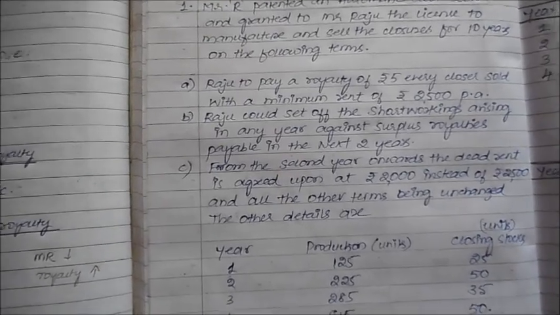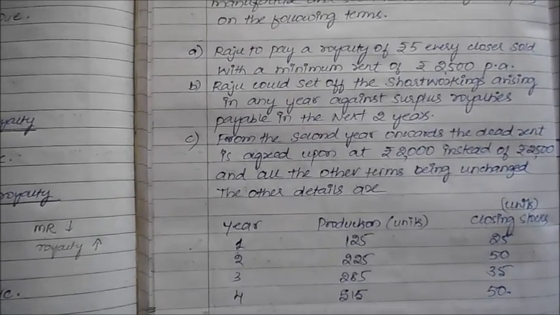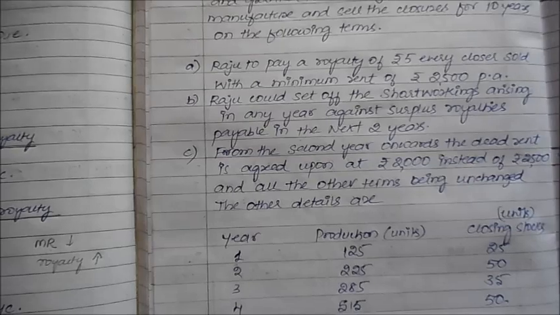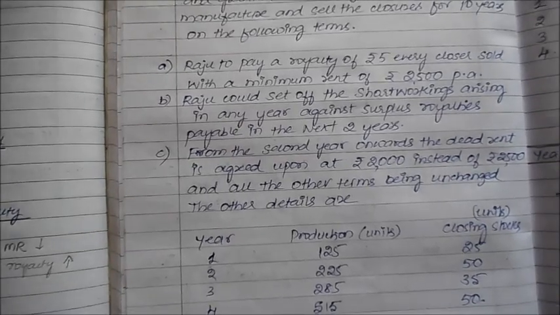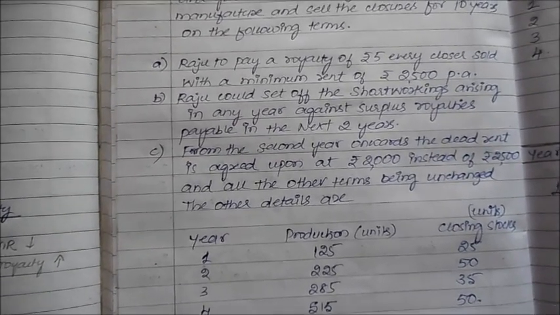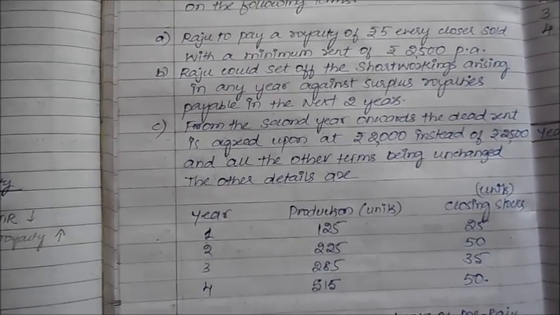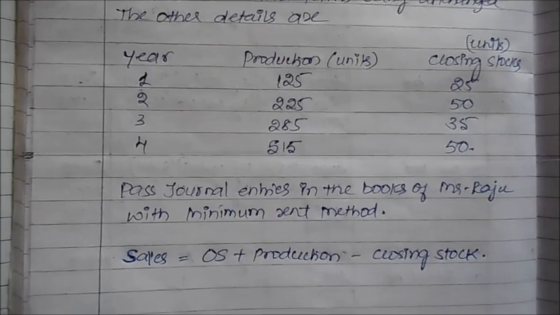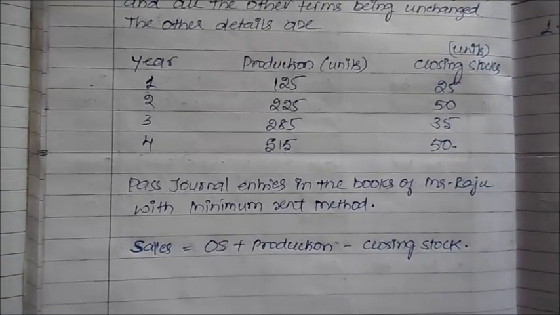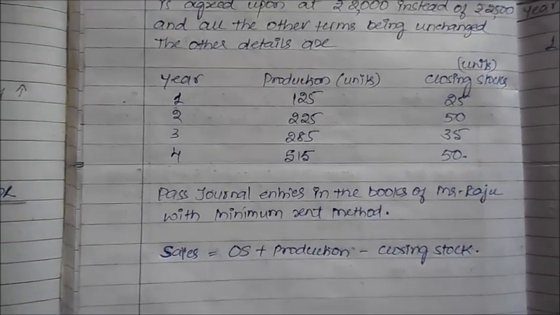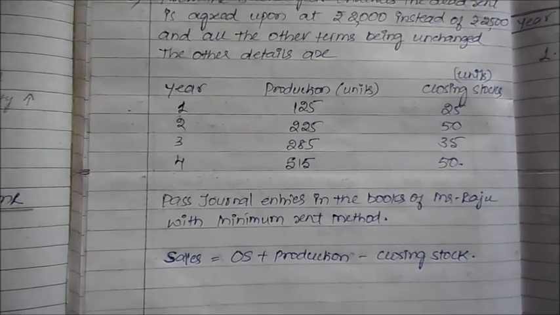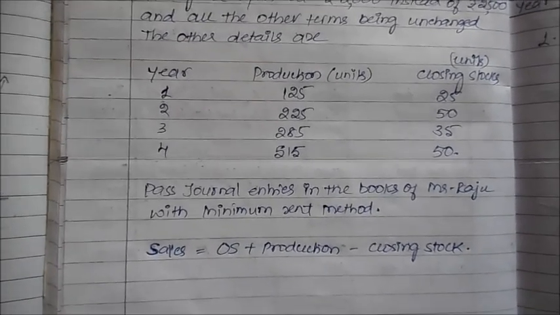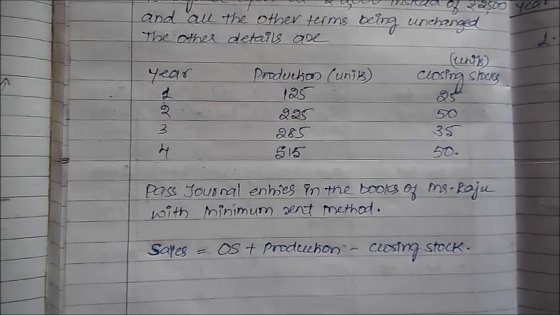Okay, next one. From the second year onwards, the dead rent. Now minimum rent is also called the dead rent. It is agreed upon at 2000 instead of 2500, and all the other items being unchanged. Here they have given you the details for 4 years: how much production has actually happened, and the closing stock. You are expected to pass journal entries in the books of Mr.